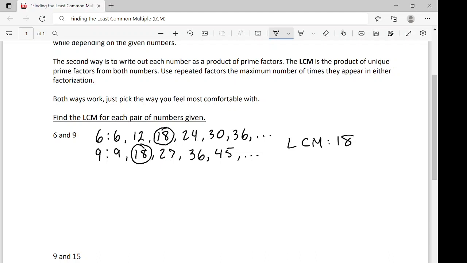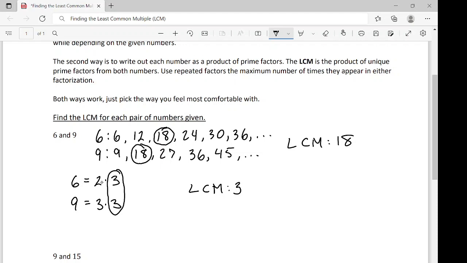Another way to do this is to write out the prime factors. So let's do that. 6 and 9 are just 2 times 3 and 3 times 3. So we can see when looking at this that 3 occurs once each. So we know that there is a common multiple of 3 here.